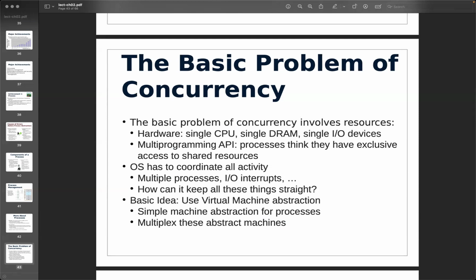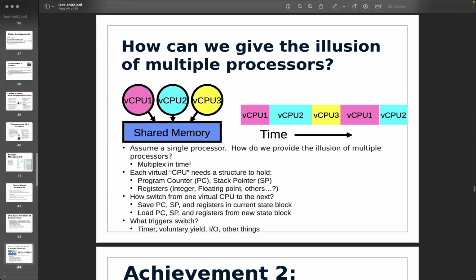So we are using the virtual machine abstraction, a simple machine abstraction for the process. With uni-programming, it is a single line, and now we multiplex this abstract machine. So how can we do it all together? Here is the illusion of multiple processors, because we share the main memory. Sometimes they can access the cache. In the CPU architecture, normally the layer one is attached to the CPU itself, and layer two is outside of it.